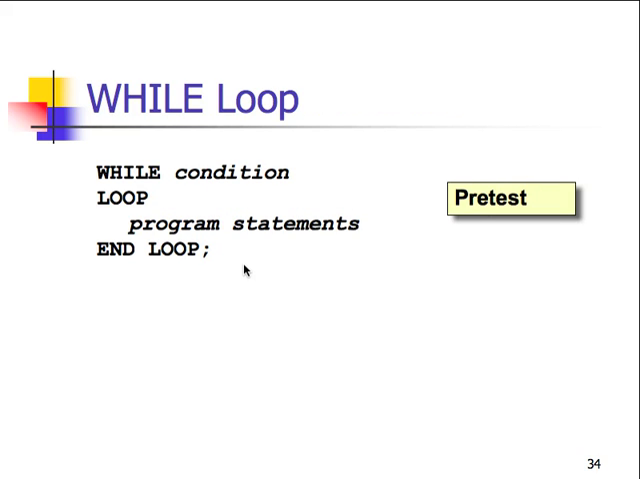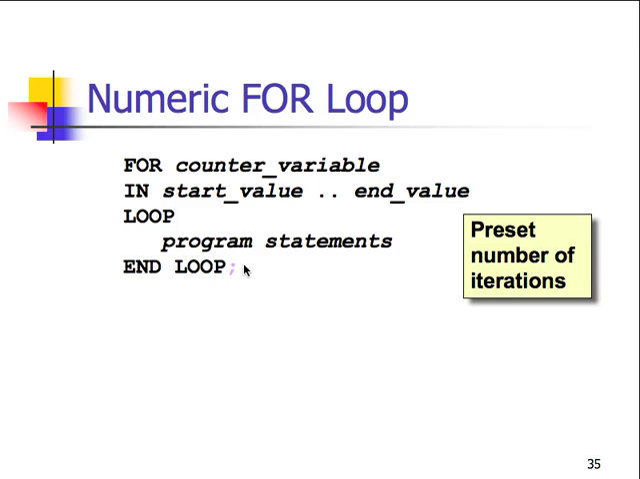So here's the while condition, and then while condition loop. So the loop is actually going to create the iterative program execution. The statements are being executed one after another until the end loop occurs. So while a condition, then enter into the loop, or for a counter.